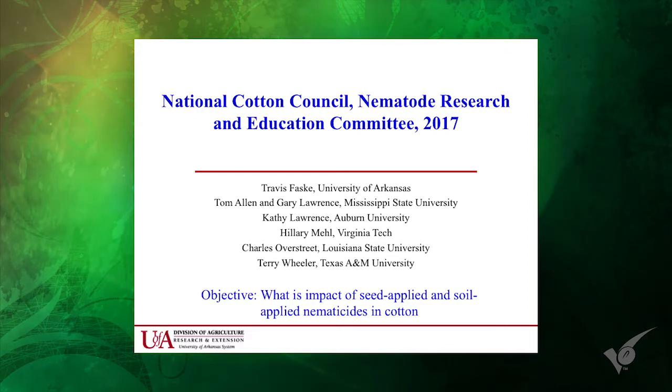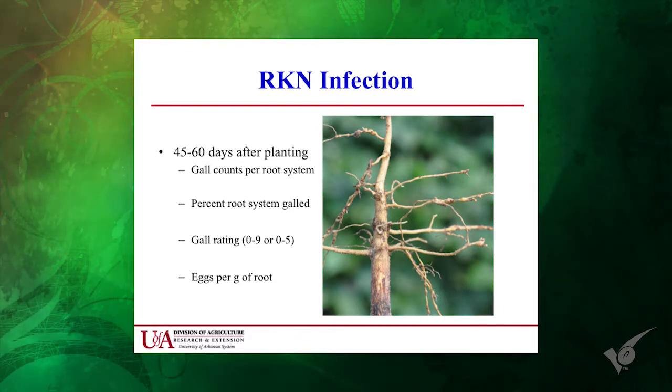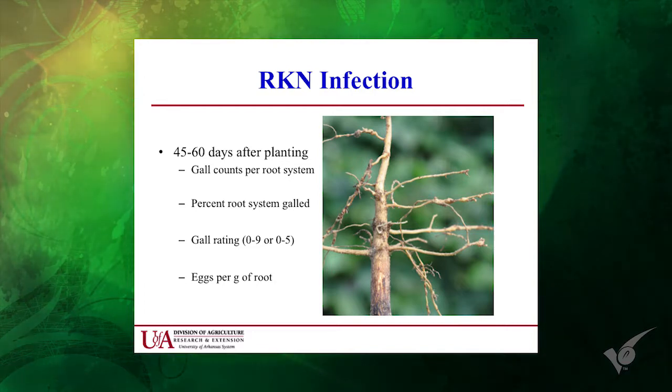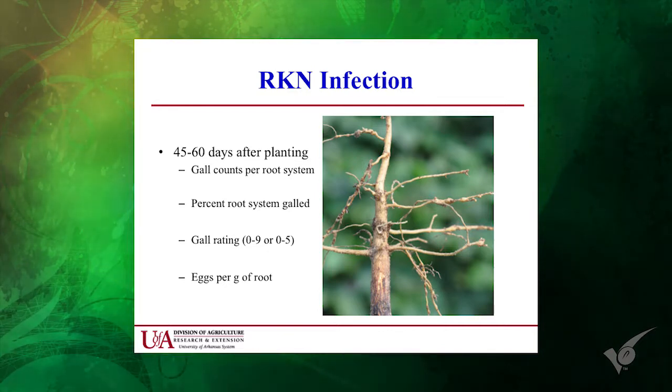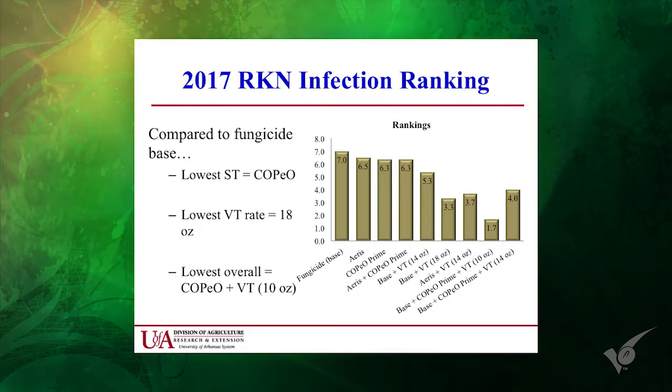So basically the objective was just looking at how these seed and soil applied nematicides worked in cotton. Though we all used the same protocol, everybody took galling ratings a little bit differently. I think galls are a better indication of your nematicide efficacy than the soil counts. So everybody took something a little bit different, whether that was percentage of galling or counts, and so I just rated them based on rank. However you rated them, the lowest would be the best.